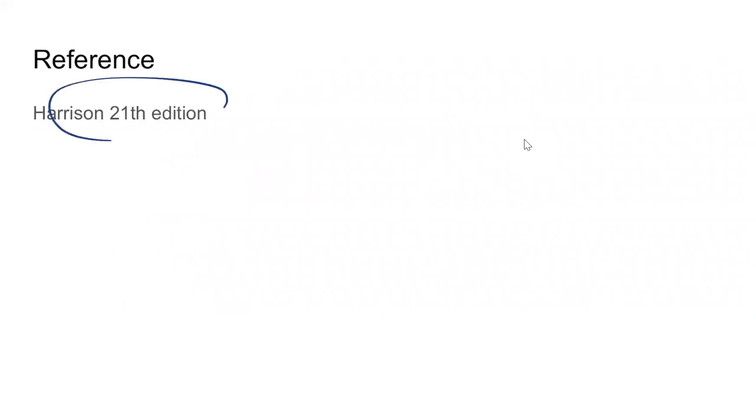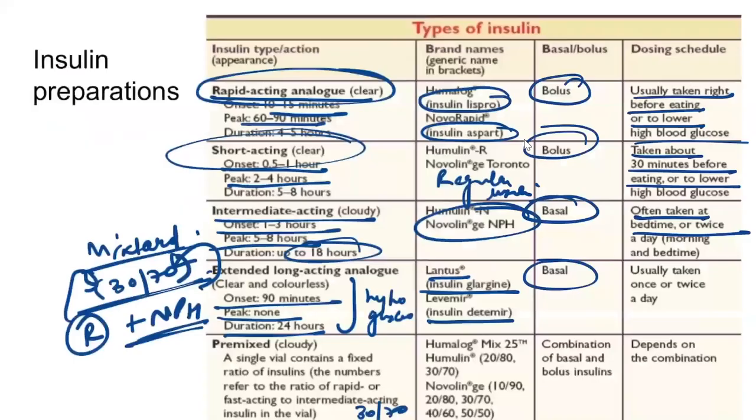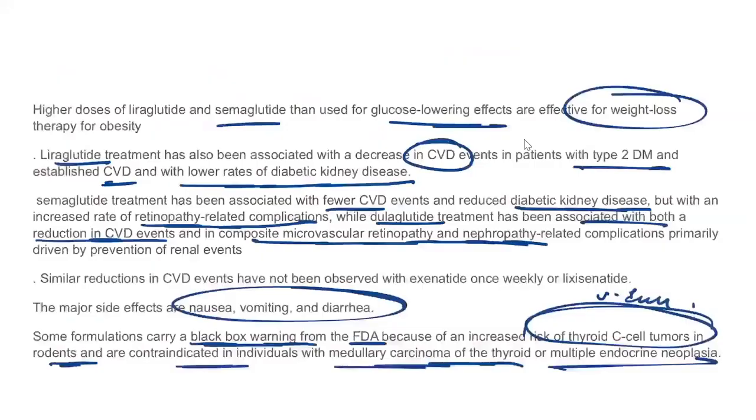So basically, all of the tables and text are taken from Harrison 21st edition. So let us take a quick review of what we have discussed.